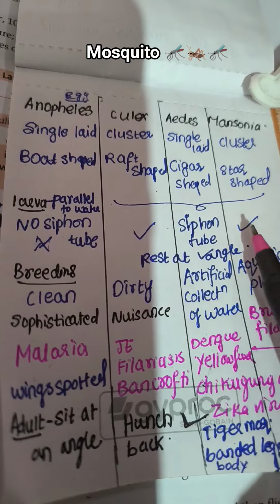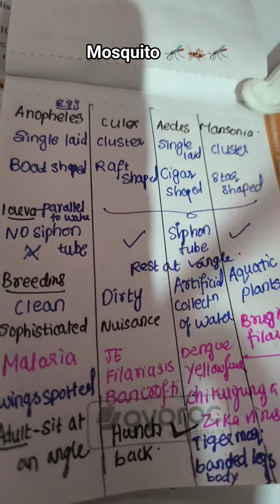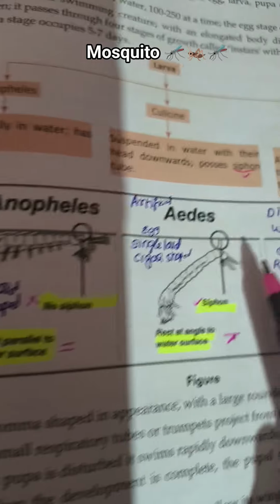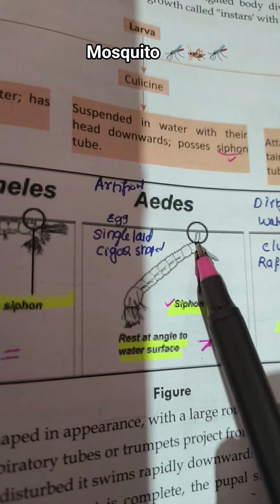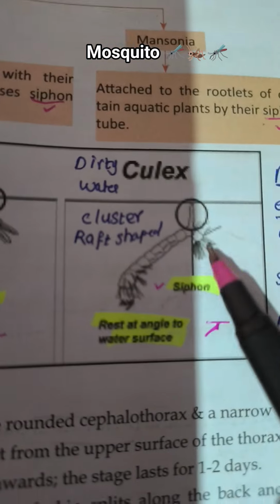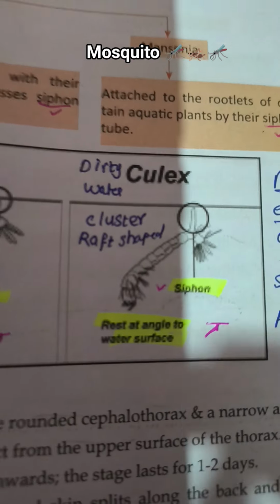The Anopheles larva does not have a siphon, so it lies parallel to the water, whereas Culex, Aedes, and Mansonia have a siphon tube, so they lie at an angle. As you can see in this diagram, it does not have a siphon, so it is lying parallel. Whereas in this diagram, the Aedes has the siphon, so it rests at an angle. Culex also has a siphon, so it rests at an angle, and Culex has a longer siphon.